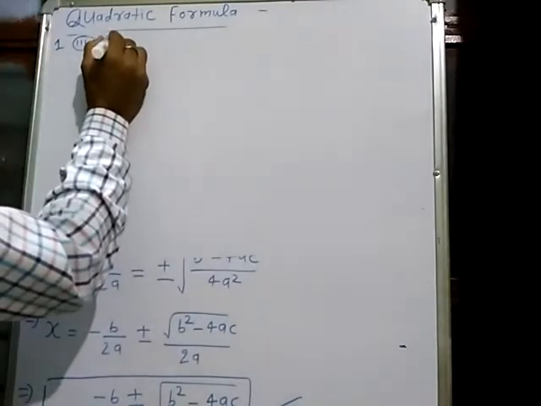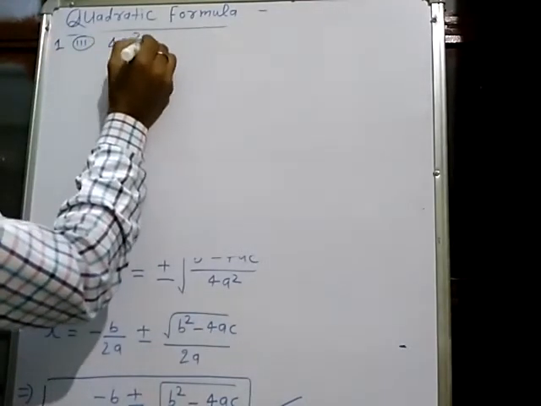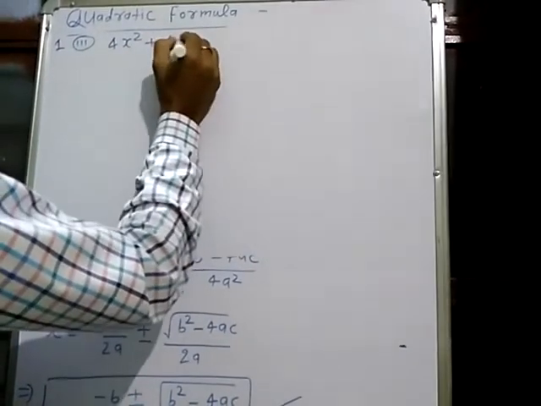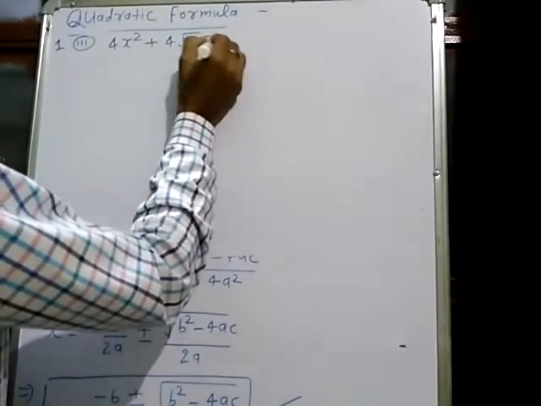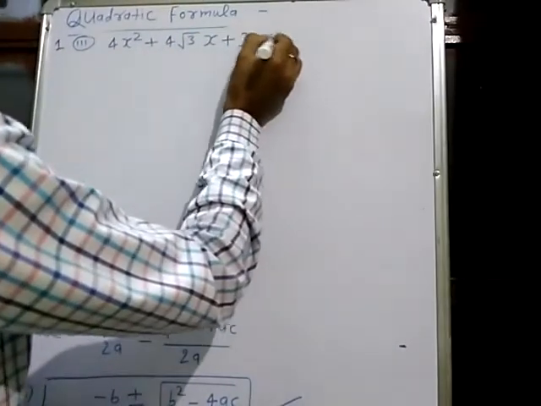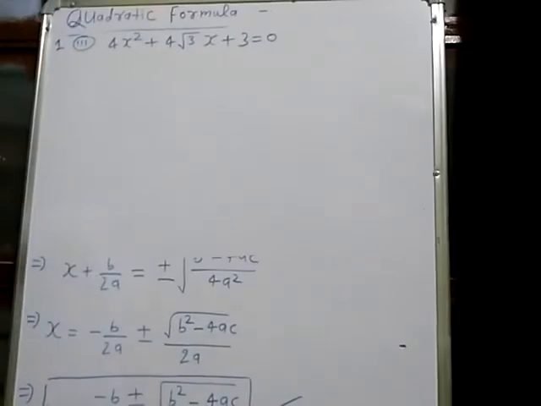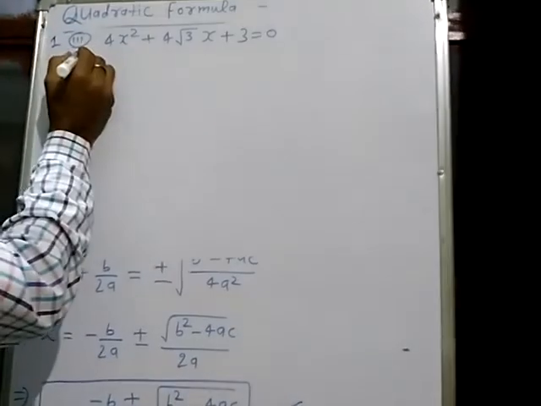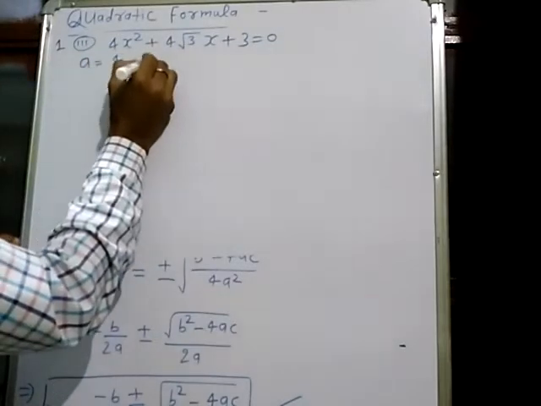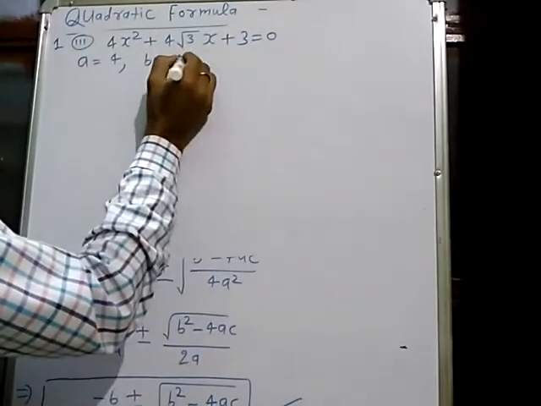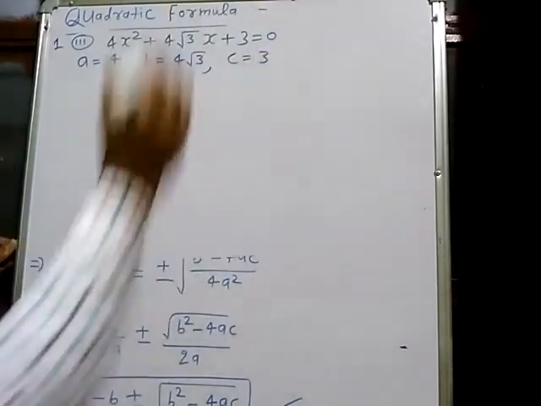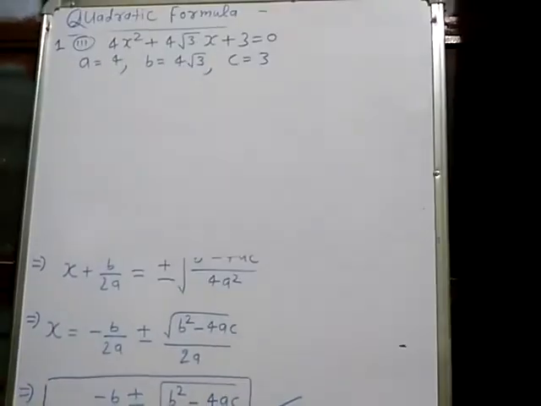It is given 4x square plus 4 root 3x plus 3 is equal to 0. This we need to solve by using the quadratic formula. It is a very simple formula. According to that, you can solve this question. Firstly, note a. What is a? 4. What is b? b is the coefficient of x, that is 4 root 3. Next, write c. What is c? 3. So we got a, b, c.